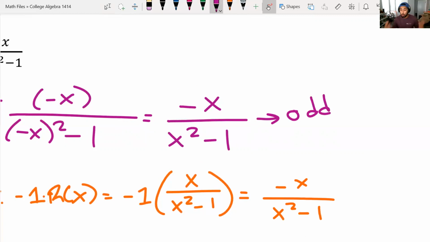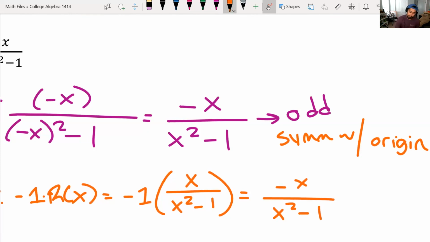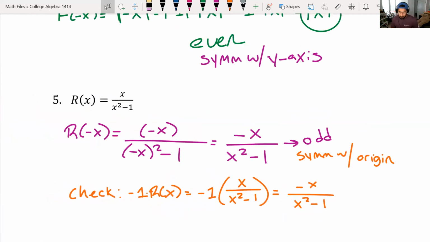But again, always check on rational functions. Because when we say odd, we want all the signs to change. But since this is a rational function, only the sign in the numerator has changed. So it is always a good idea to check. Okay. And since it's odd, it is symmetric with the origin. Okay, excellent. Those are even and odd functions.